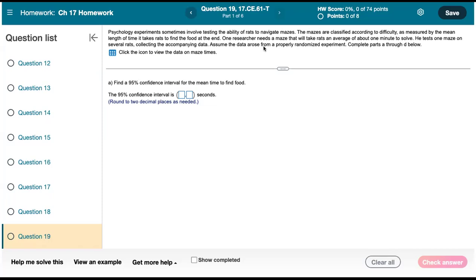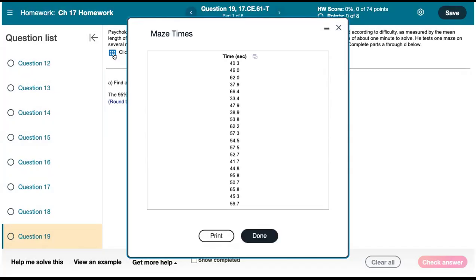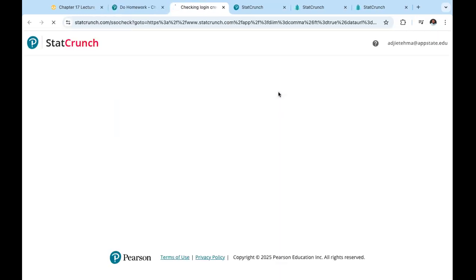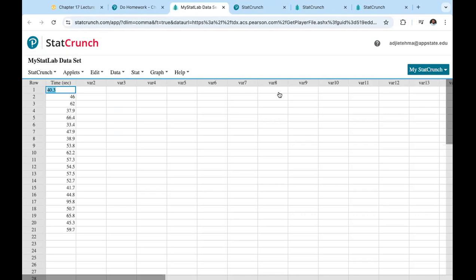So we are asked to find the 99% confidence interval for the mean time to find food. When you click on this, you see the data here. Is that okay? And then when you click here, you can click on open and start crunch. So you can see from here, you are going to use T. Does that make sense? This is very clear because you don't have the population standard deviation. All you have is the what? The sample data. Is that okay? So we click on open and start crunch. And then there we go.